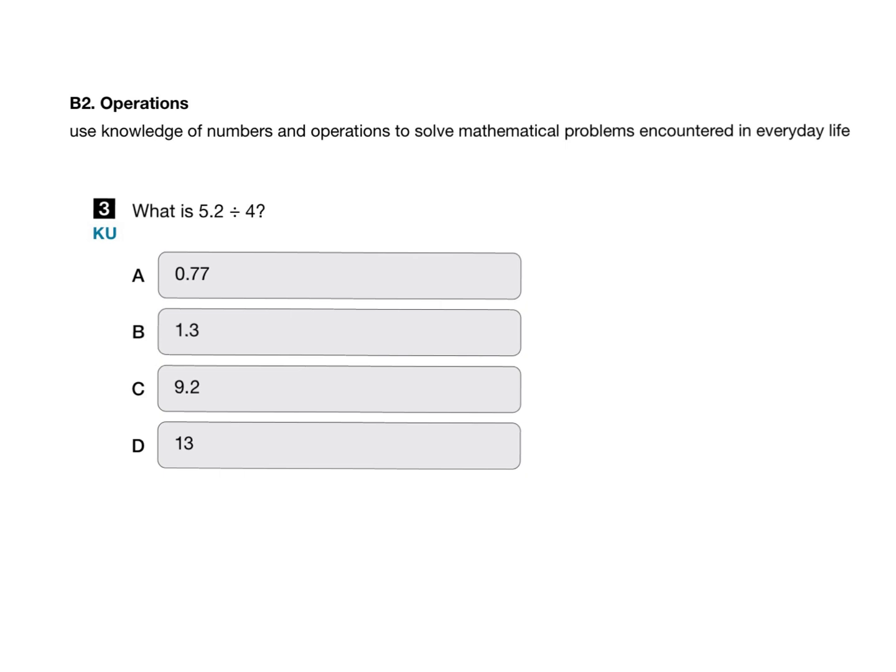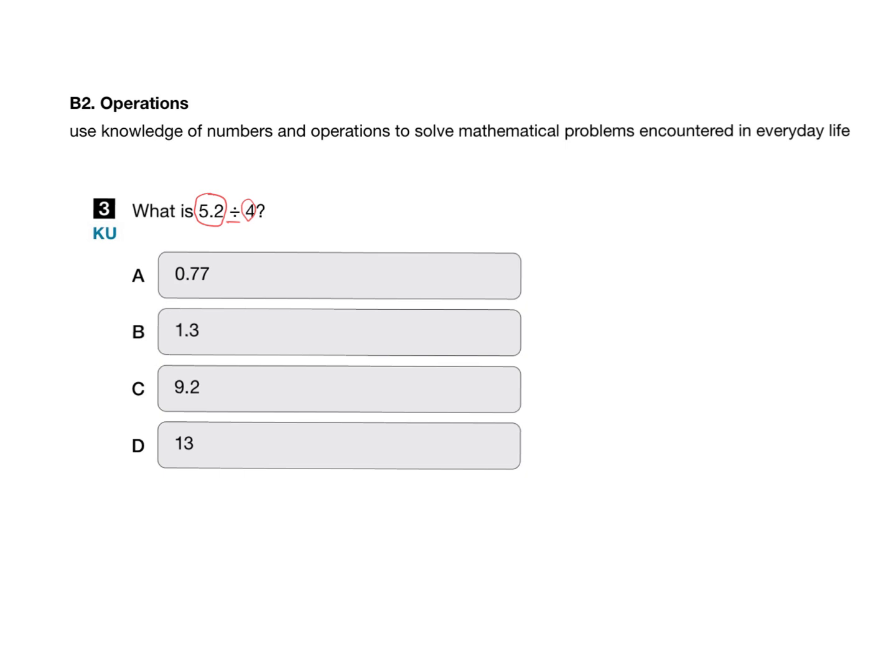So the first question we're looking at is a knowledge question, and it just says, can you read this number? 5.2 divided by 4. Okay, so how would you do 5.2 divided by 4? You can do long division. Okay, so show us how you would set this up. We're doing 5.2 divided by 4.